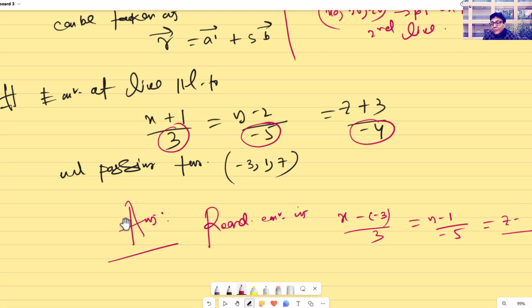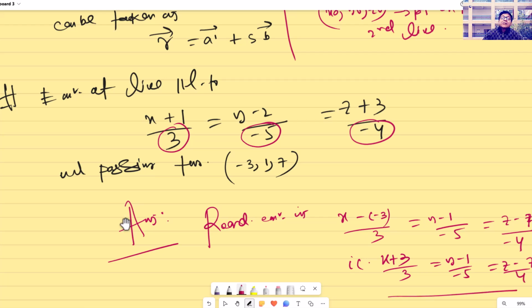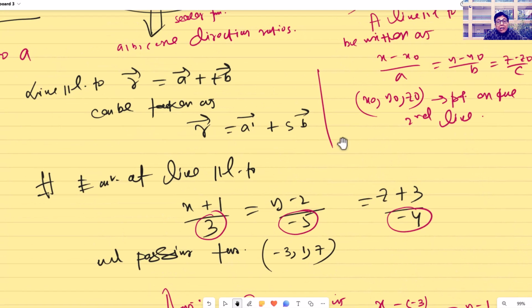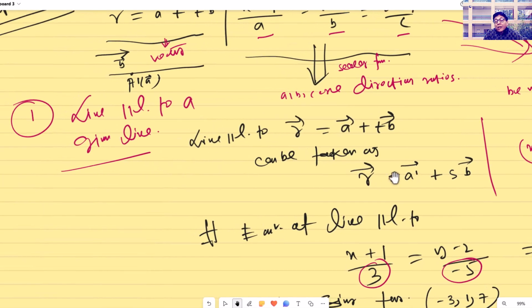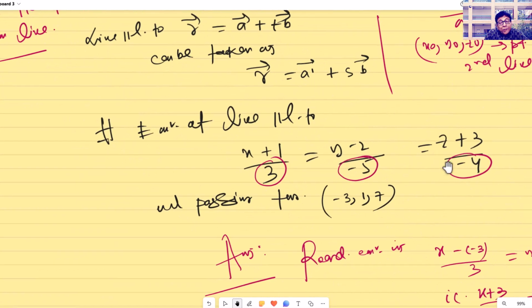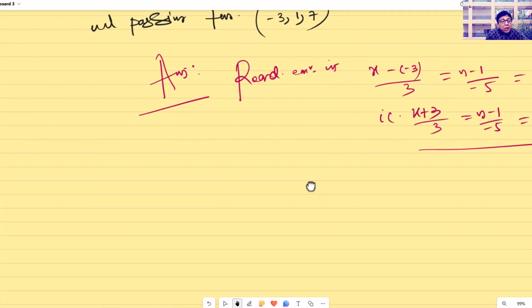Z minus 7 by minus 4. So simple. That is x plus 3 by 3, y minus 1 by minus 5, z minus 7 by minus 4. This is one important observation we made here just now: how to write a line parallel to a given line. Hope you have understood. Now the second important observation.